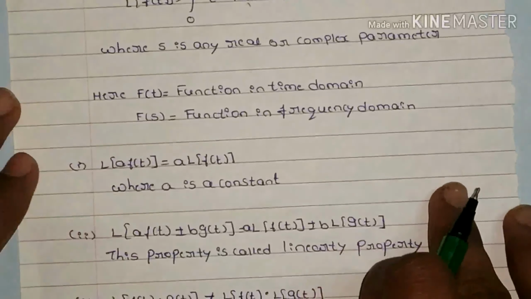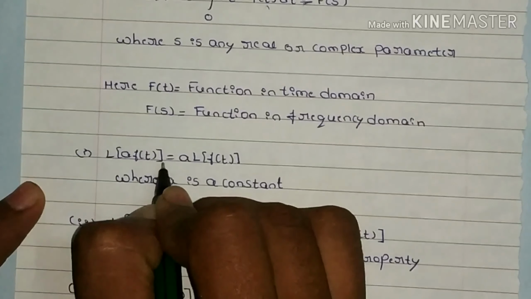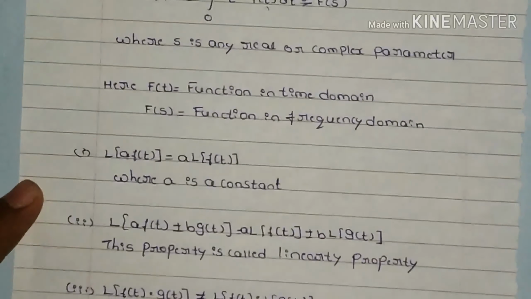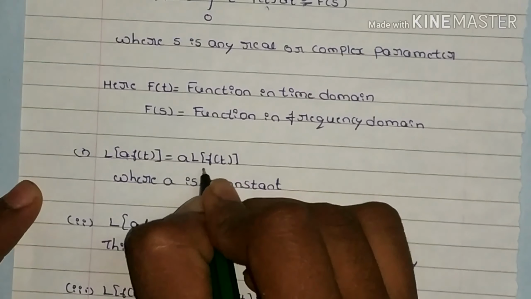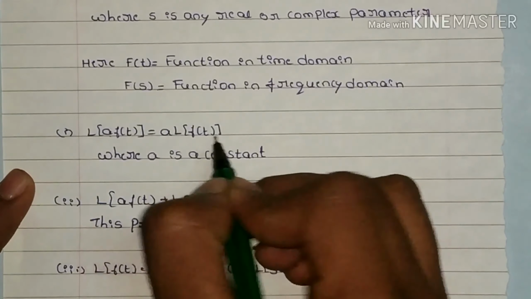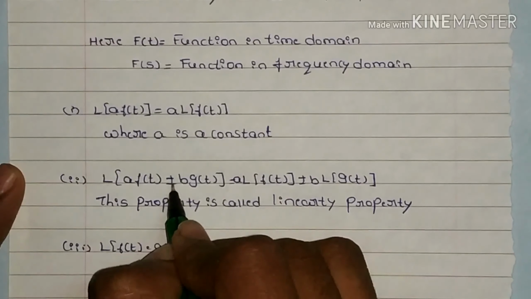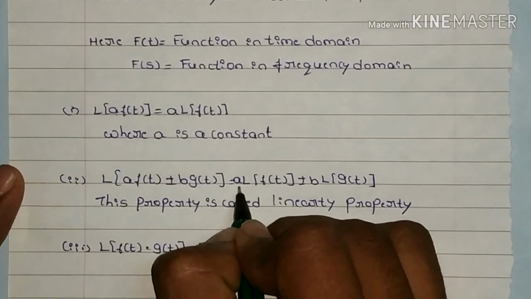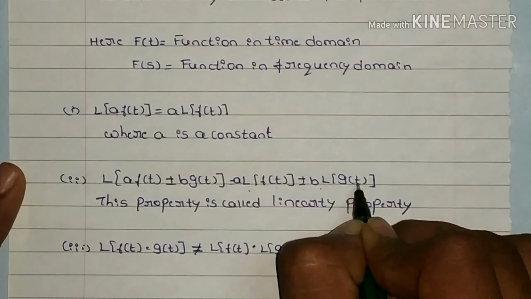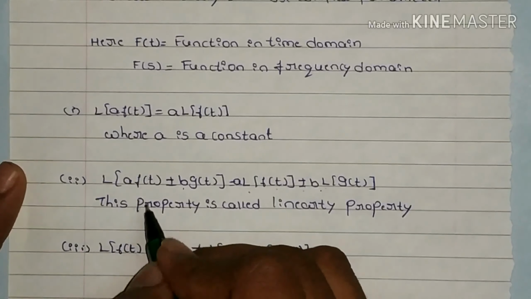Let's see the properties of the Laplace transform. First property, Laplace transform of a into f of t, where a is a constant. Let's take a outside the bracket: a into Laplace transform of f of t. Second property, Laplace transform of a into f of t plus or minus b into g of t can be written as a into Laplace transform of f of t plus or minus b into Laplace transform of g of t. Here a and b are constants, therefore I will take them outside the Laplace.